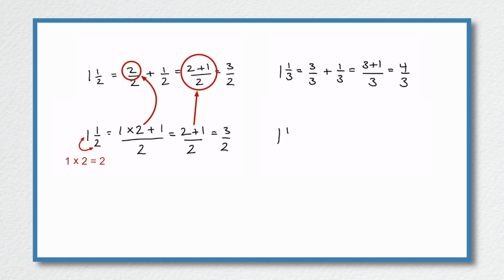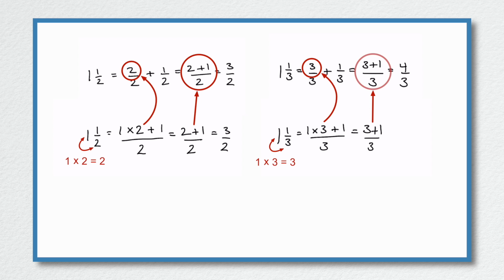Similarly, with 1 1/3, if we multiply the 1 by the denominator of 3, 1 multiplied by 3 is equal to 3. And this is the numerator here. And then we have this 1/3 here. So we end up with 3 add 1/3. And this is what we've got over here. And we end up with the answer 4/3.